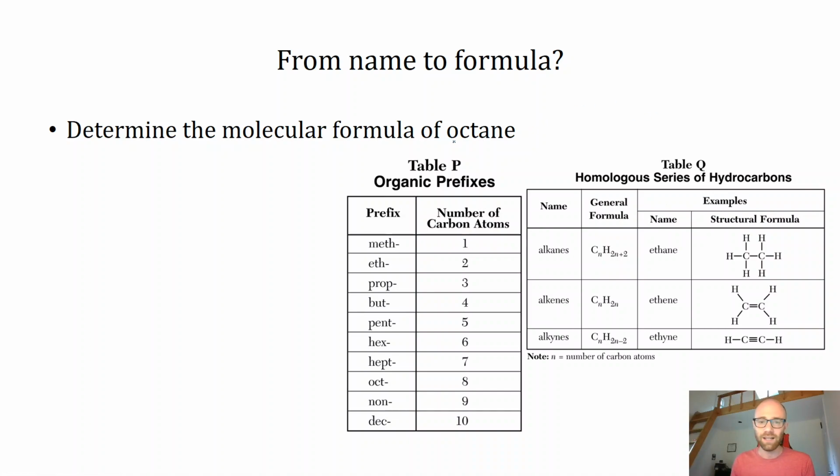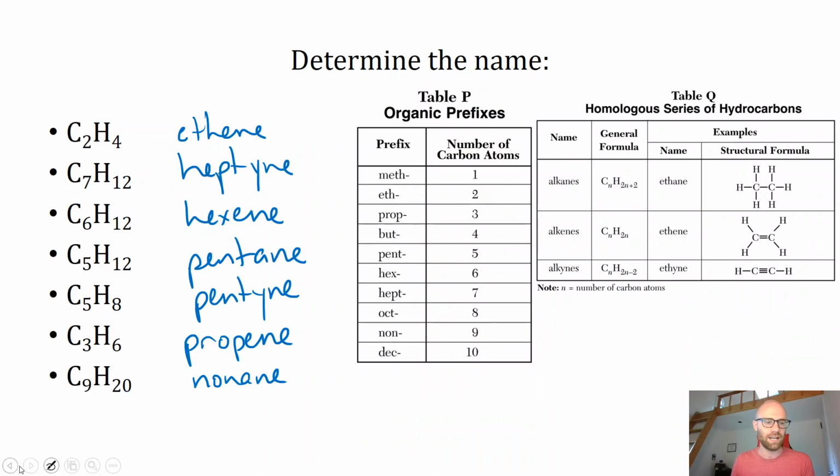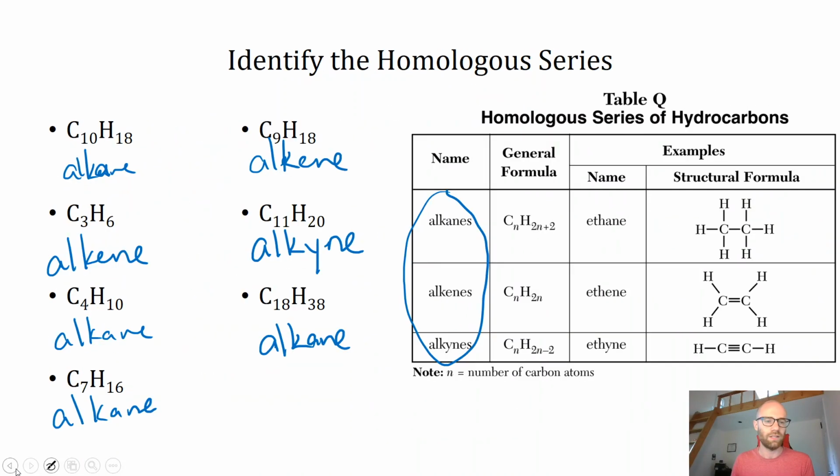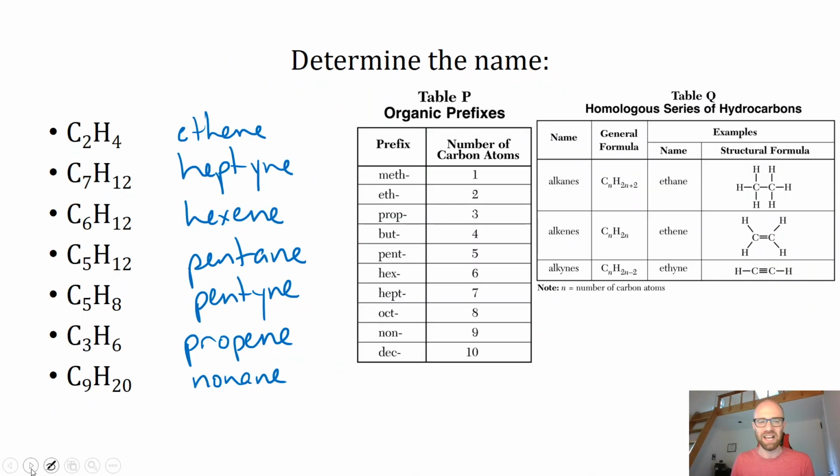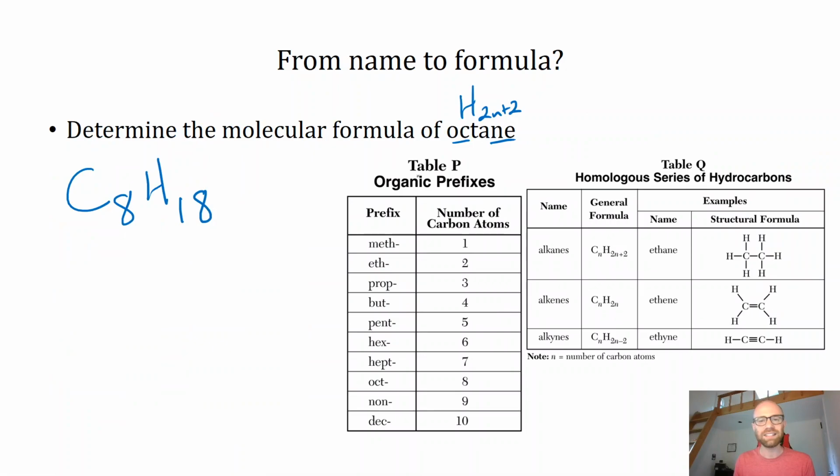So octane, let's break it down. Oct means 8, so we want 8 carbons. Ane means H2N plus 2. 2 times 8 is 16. 16 and 2 is 18. Did I do octane on the previous slide? I did not. Nope. Thought I saw it. That's okay. But yeah, that's how you break that down.